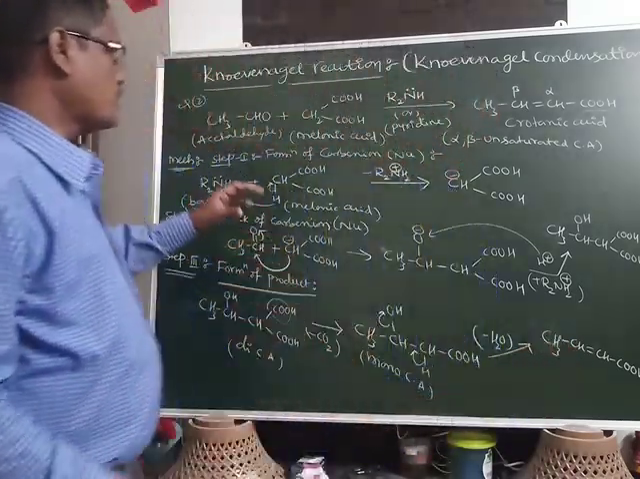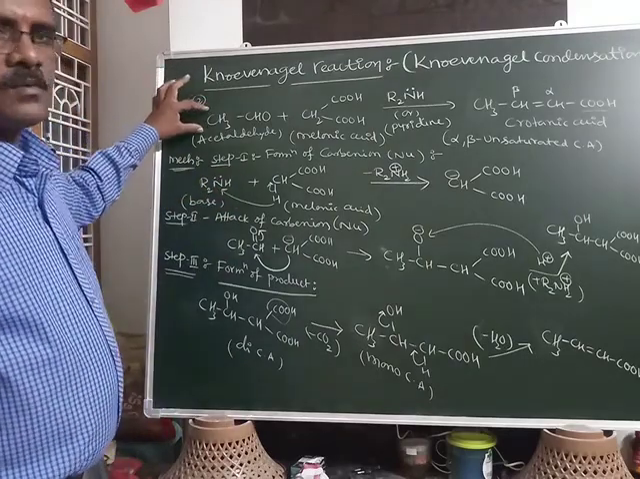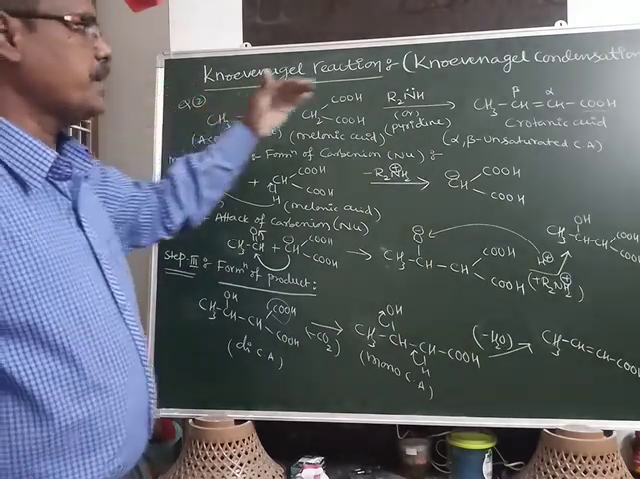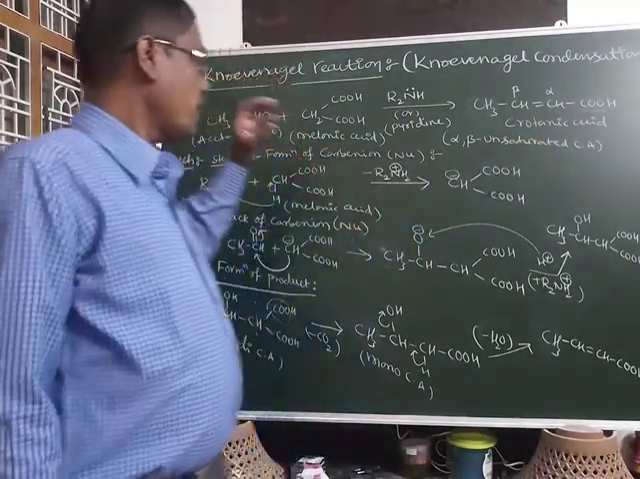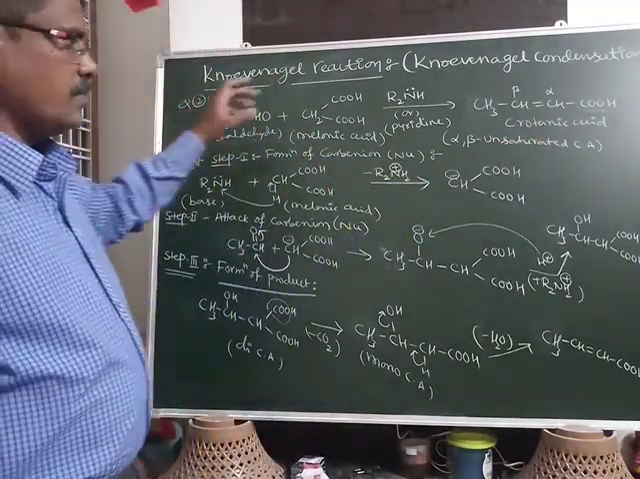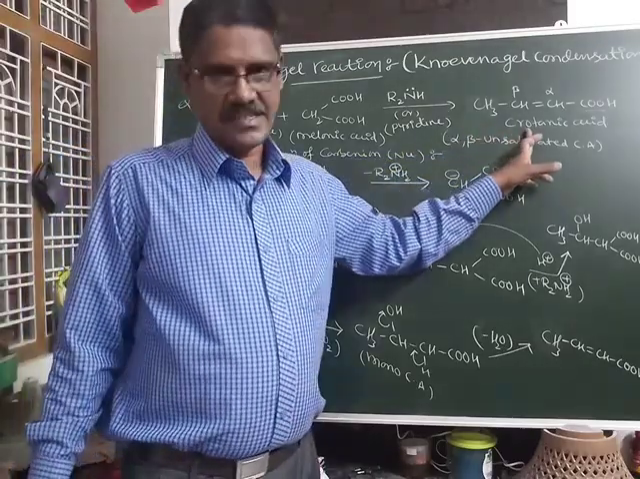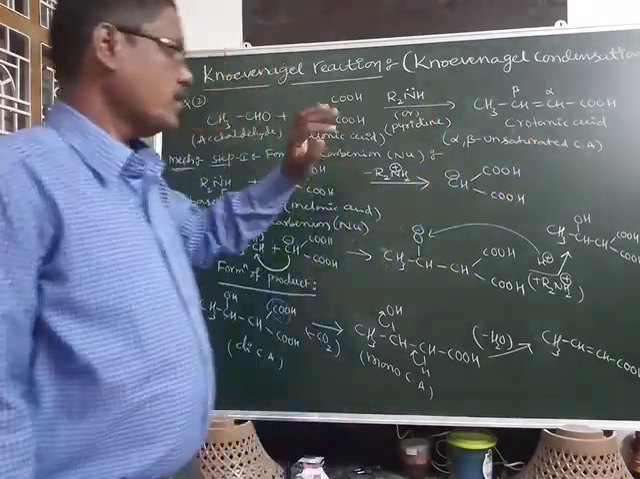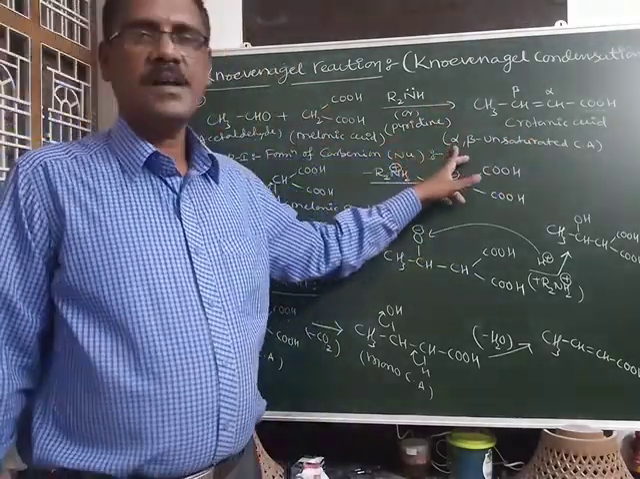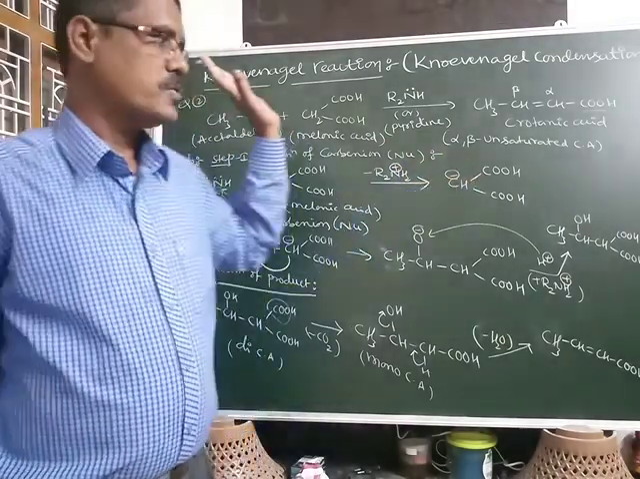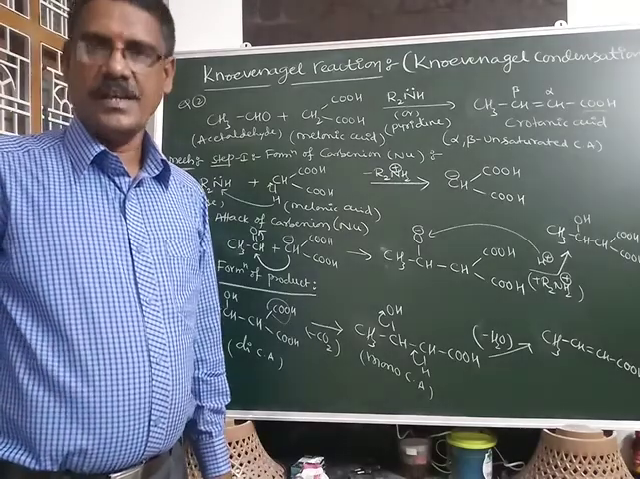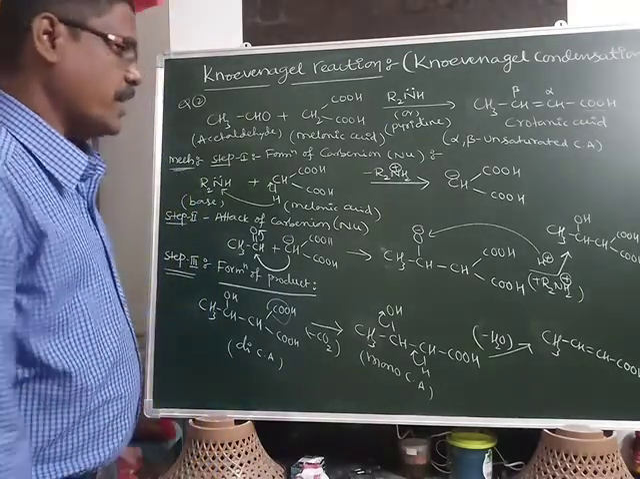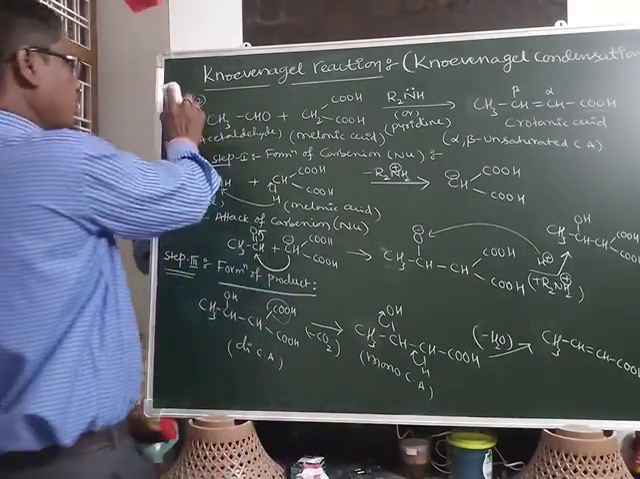That's why when we take benzaldehyde we obtain cinnamic acid. When we take acetaldehyde, we obtain crotonic acid. Both are alpha beta unsaturated carboxylic acids. So this is known as Knoevenagel condensation or Knoevenagel reaction. Okay, this is completed.